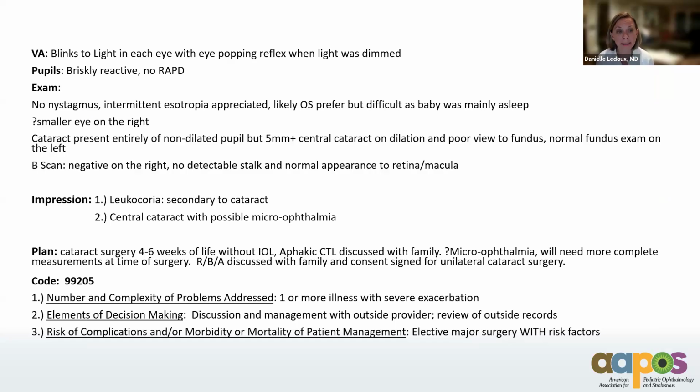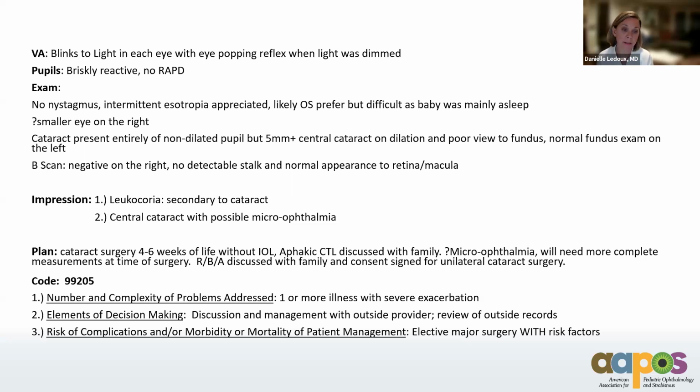The eye may have been slightly smaller on the right, and you could see only a cataract through the non-dilated pupil. Through a dilated pupil, it seemed to be 5 millimeters, perhaps larger and central, precluding a good view to the fundus. The left eye was normal. B-scan on the right was negative, no detectable stalk, and there was nothing abnormal appreciated of the macula.